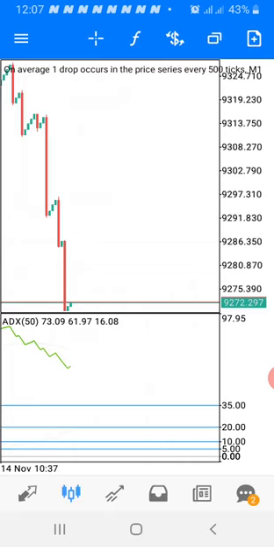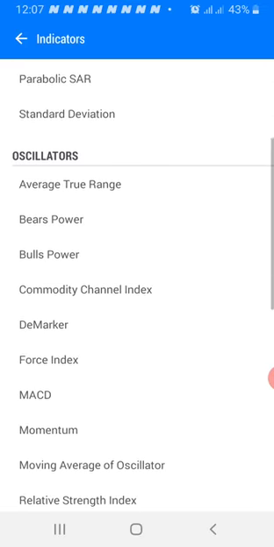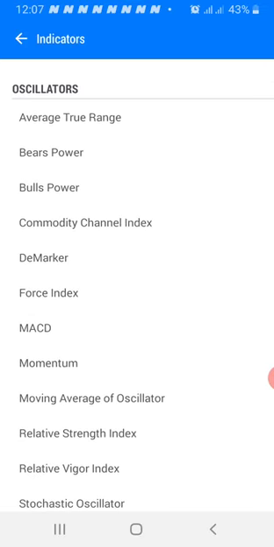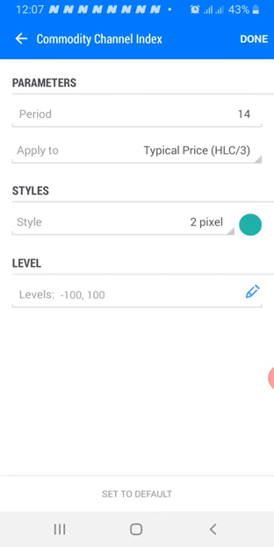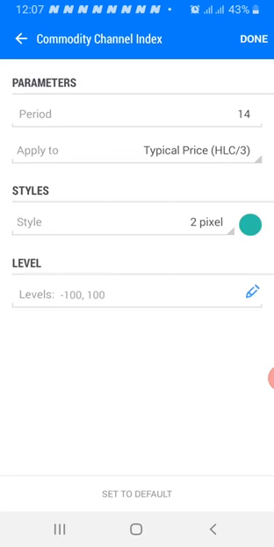The next indicator we'll need is the commodity channel index. Same as indicator window 1, you look for commodity channel index. Then the period, we're using period 14, apply to typical price, 2 pixel, and we're using green. Then the levels are minus 100 and 100. For the color, you can use the color of your screen as well. So you click done.